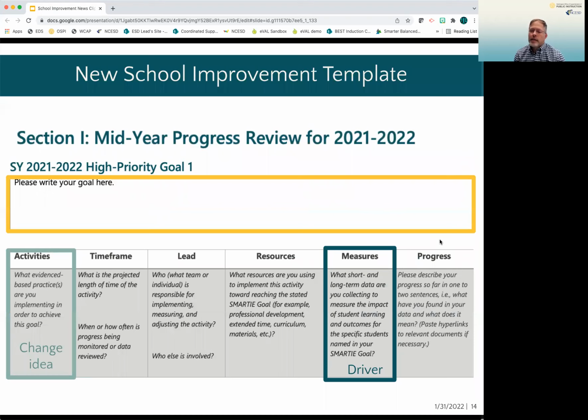This slide illustrates how the work from a driver diagram might fit into the new NCESD School Improvement template. You will need to choose measures to determine the impact of the drivers you've identified in your diagram. Your goal statement could then lead to the activities or change ideas that you would list in this section of your improvement planning process.